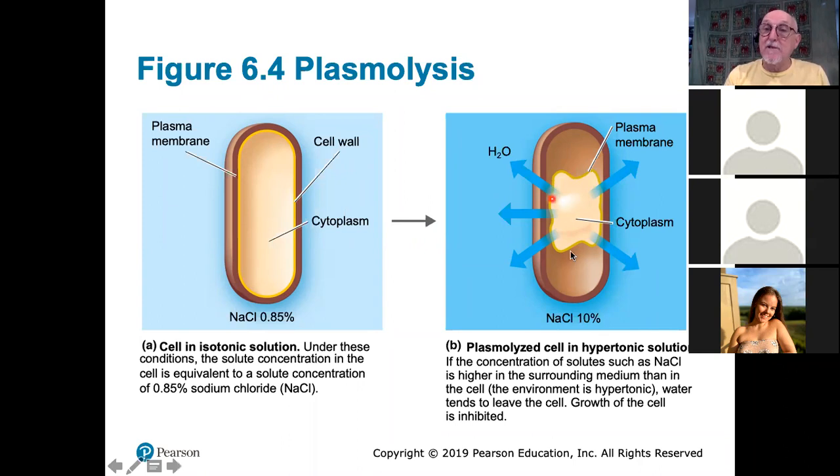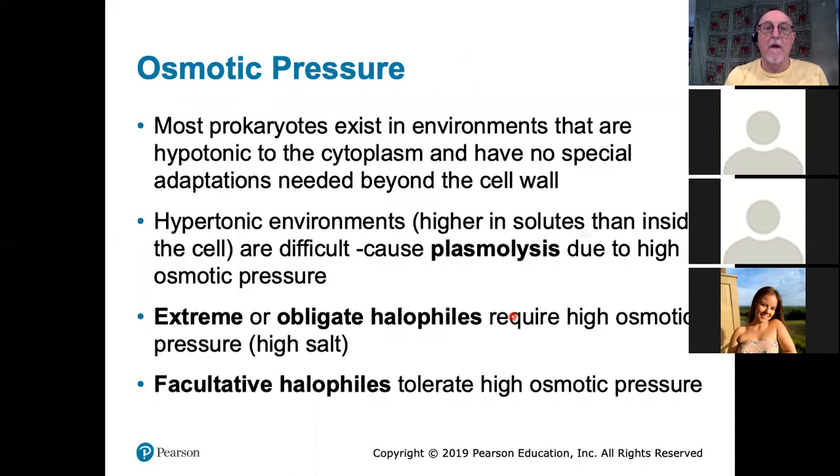This situation here, when the cytoplasm has shrunk away from the cell wall, is called plasmolysis. And it occurs when the environment is hypertonic. Water leaves the cell, and it is a very dangerous situation for the cell. Growth is severely inhibited under those circumstances. Okay, this is just an explanation of it.